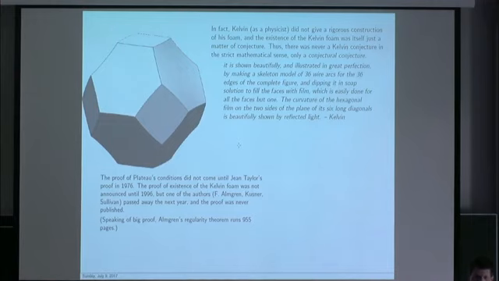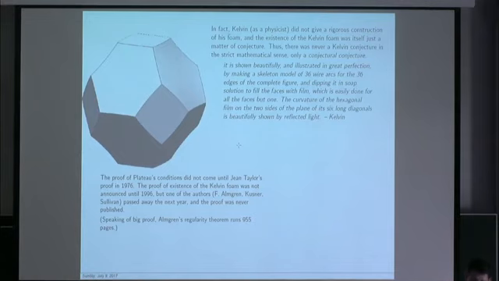So if we are to state the Kelvin conjecture, we have to make precise mathematical sense of what is meant by the Kelvin foam. And as it turned out, nobody was able to give a precise description of the Kelvin foam in a mathematical sense until the 1990s. So what we had was not really a conjecture, but a conjectured conjecture, something that if we could make it precise, then we would have the conjecture. So the proof of Plateau's conditions came in 1976 with Jean Taylor.